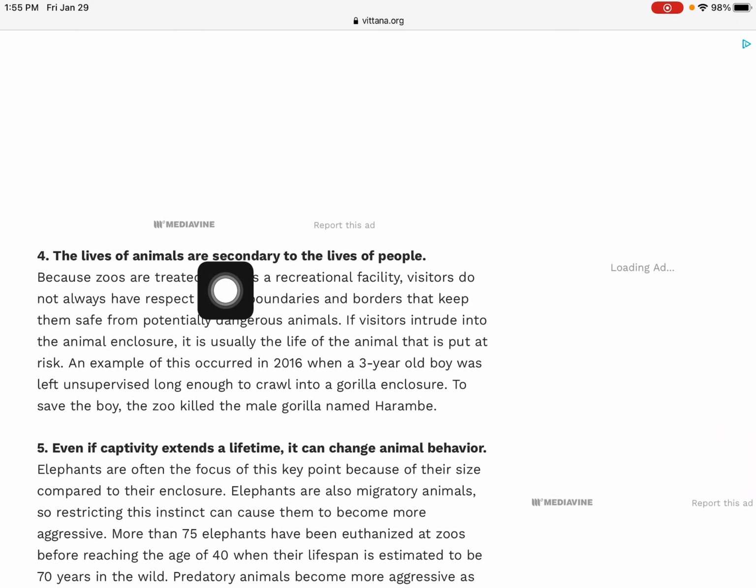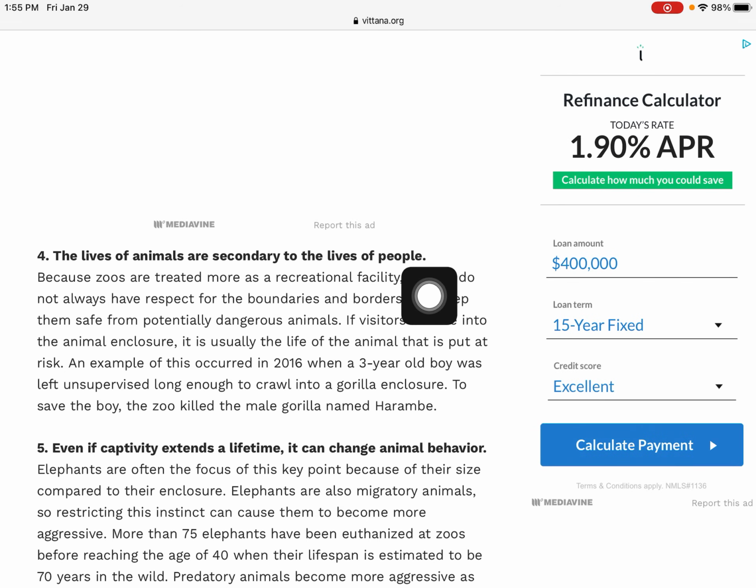Number 4, the lives of animals are secondary to the lives of people. And so it actually lists in here the example of Harambe, who was shot when a 3-year-old child crawled into his enclosure. He was a gorilla. So the lives of people come first, which isn't really fair because that's where these animals live.